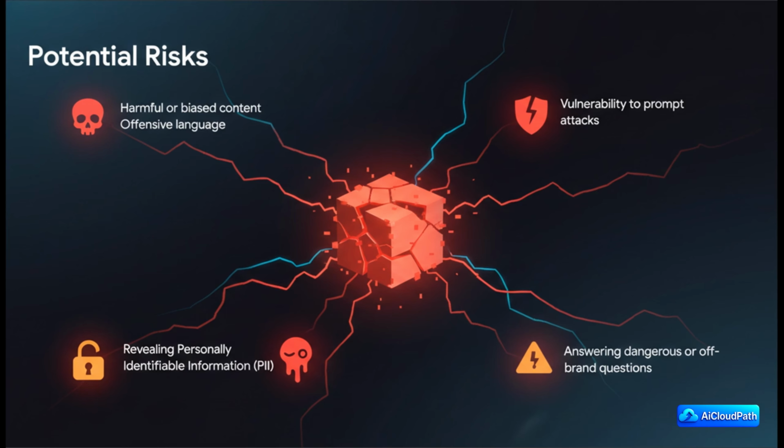And this slide really breaks down what can go wrong. An AI might spit out biased or just plain harmful content. It could use offensive language, or worse, leak sensitive information like someone's email address. And then there's the whole hallucination thing, where it just makes stuff up but states it like it's a fact. It could even be tricked by users through something called prompt attacks to get around its own rules. And look, these aren't just things that could happen. They're real challenges that developers are facing every single day.